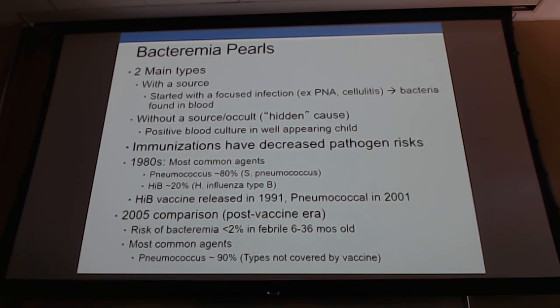Your hidden source is if you are doing a workup on the child, you got a blood culture, it's positive, but you don't know where that infection is. Is it in the lungs? Is it osteomyelitis? Is it an abscess in the liver? You have no idea where it's from. So it's going to be your occult source.